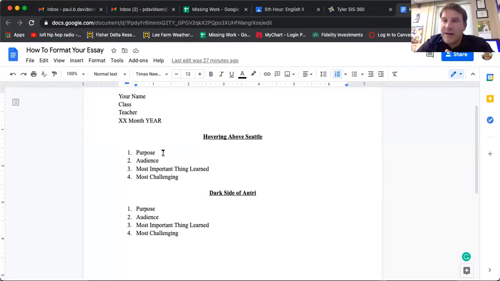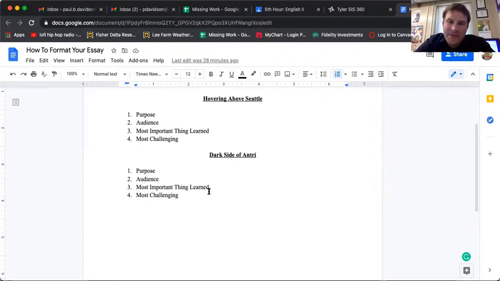For the audience, you don't have to have anything super crazy. You can say something like tourists, or people who are enthusiastic about something. Then for the most important thing, you do number 3 and actually write it out. These 2 aren't going to be as short as the first 2, so you need to write out, in a complete sentence, what was the most important thing you learned and why, and what was the most challenging part of the text and why. After you're done, go down to the next one, write the title of the next one, Dark Side of Antari, and repeat. You're going to do that 6 times over the 6 different prompts that we read this week.